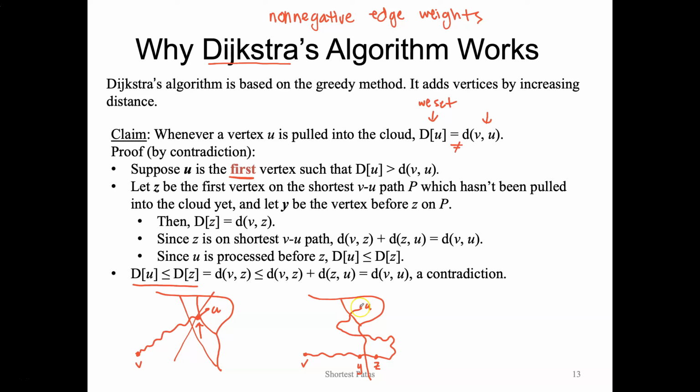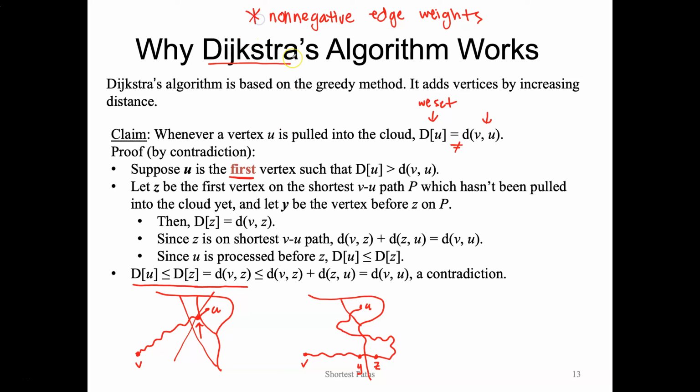And since any subpath of a shortest path is also a shortest path, then this path from v to z is also shortest. And we correctly set y's distance label because it's inside the cloud, which means when we relax this edge, we correctly set z's distance label. So z's distance label right now is exactly equal to the length of a shortest path from vertex v to vertex z.